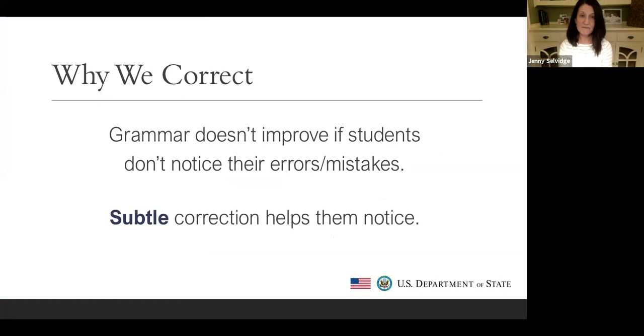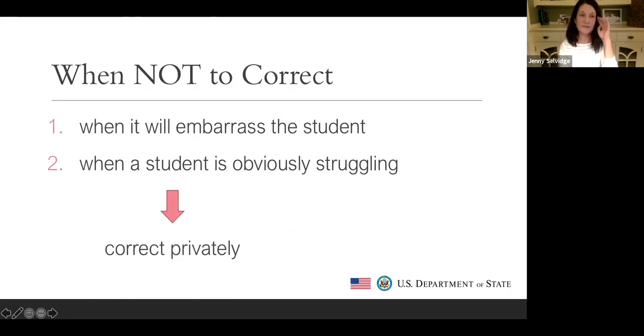Next. So why do we correct at all? Grammar doesn't improve if students don't notice their errors or mistakes, spoken grammar. So they need to notice, and subtle, so not harsh correction, but subtle correction helps them to notice those mistakes. Okay, next. So we first have to think about when should you not correct students.